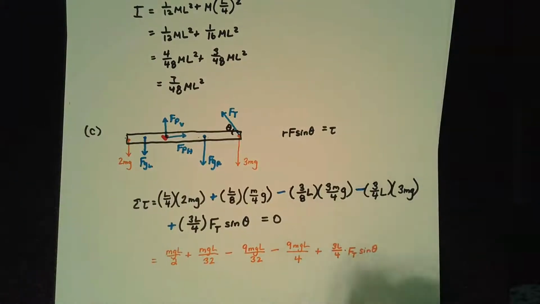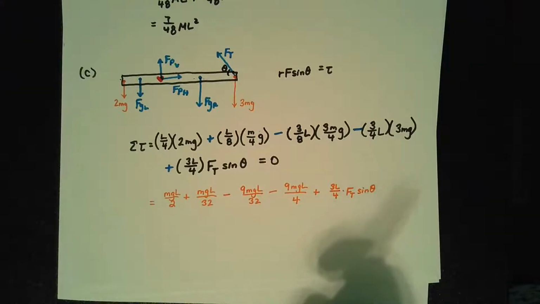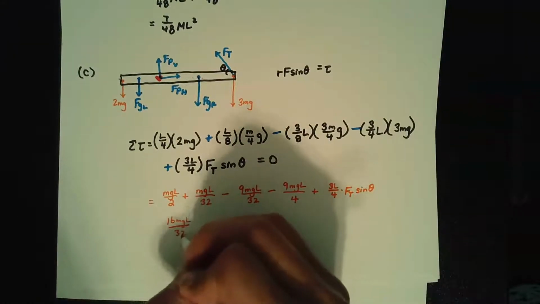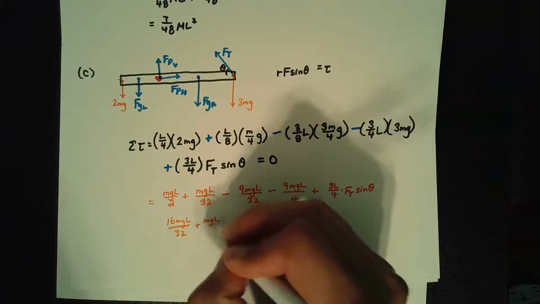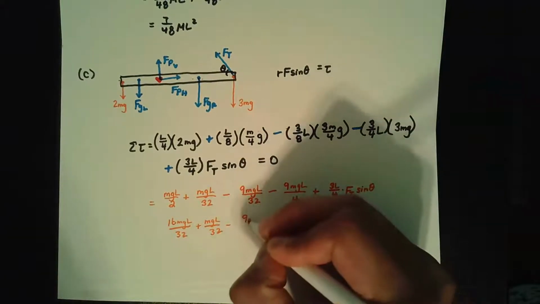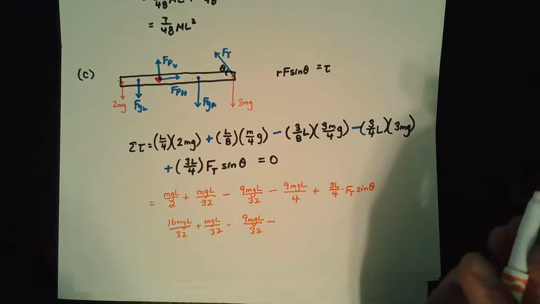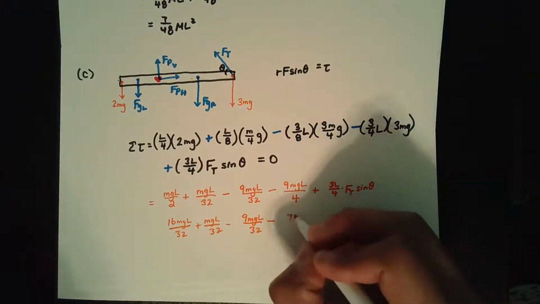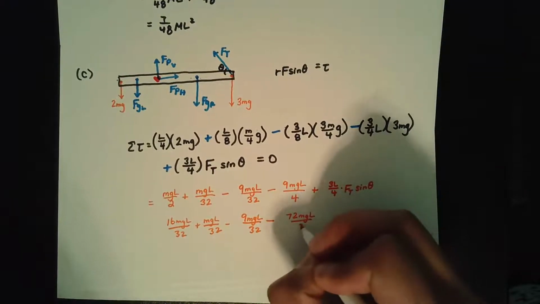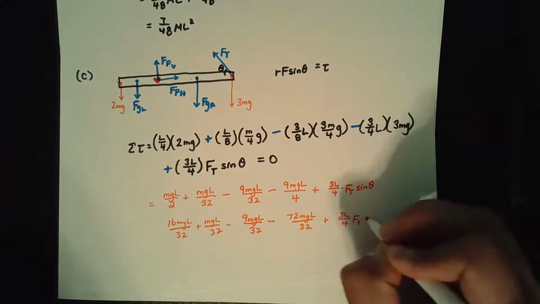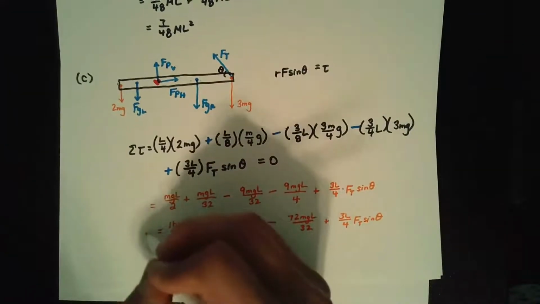Okay. So I guess we have to find a common denominator. Do I have to keep doing this, or can you go from here? I guess I do, because I need to solve the next part. Okay, so 16 mgL over 32 plus mgL over 32 minus 9 mgL over 32 minus, let's see, that has to be times 8, so 72 mgL over 32, plus 3L over 4 F_T sine theta equals 0.